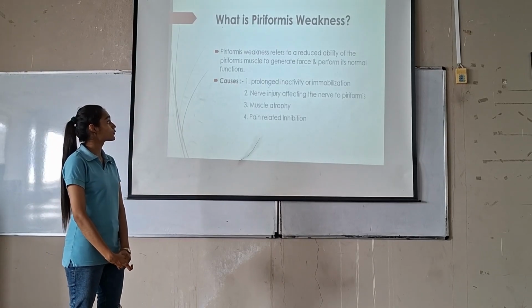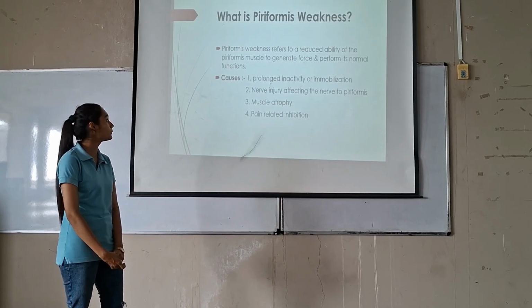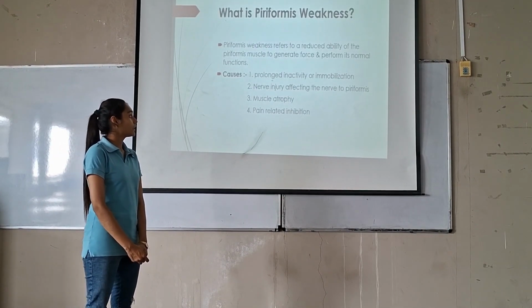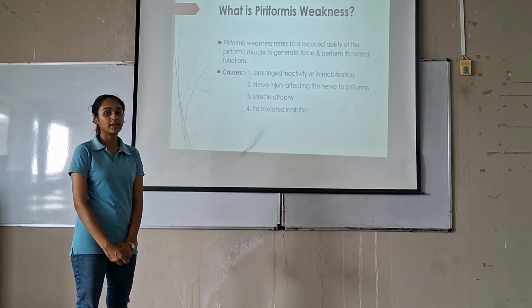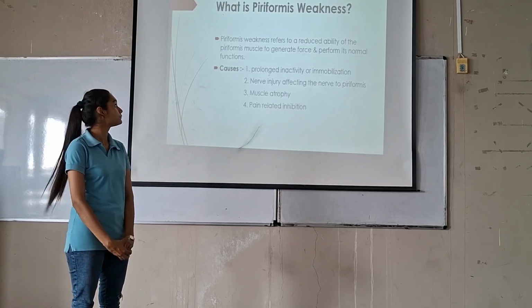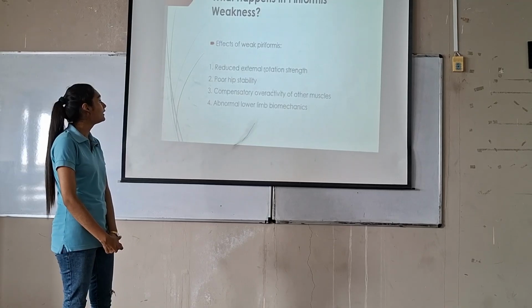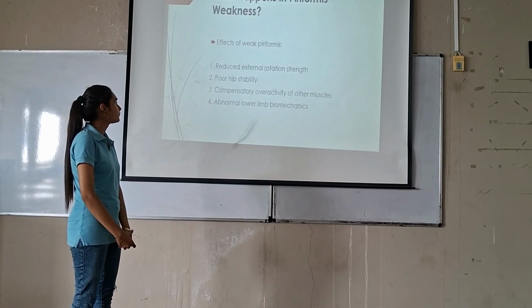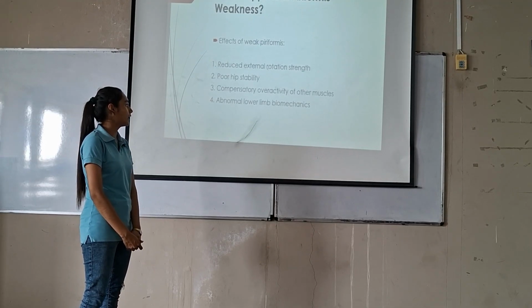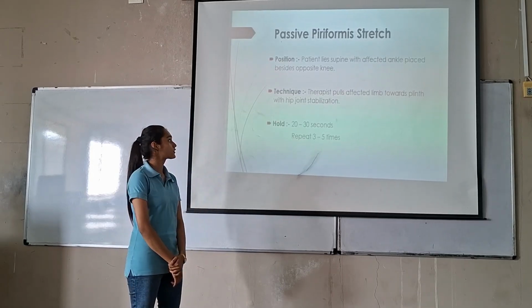Now, what is piriformis weakness? Piriformis weakness refers to a reduced ability of the piriformis muscle to generate force and perform its normal functions. Causes of piriformis weakness are prolonged inactivity or immobilization, nerve injury affecting the nerve to piriformis, muscle atrophy, and pain-related inhibition. What happens in piriformis weakness? Effects of piriformis weakness are reduced external rotation strength, poor hip stability, compensatory overactivity of other muscles, and abnormal lower limb biomechanics.